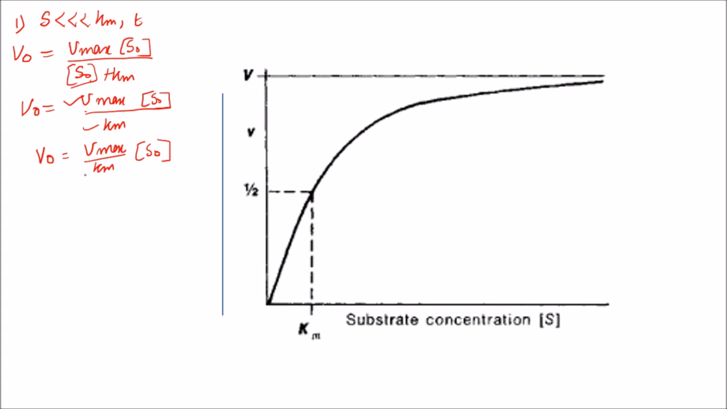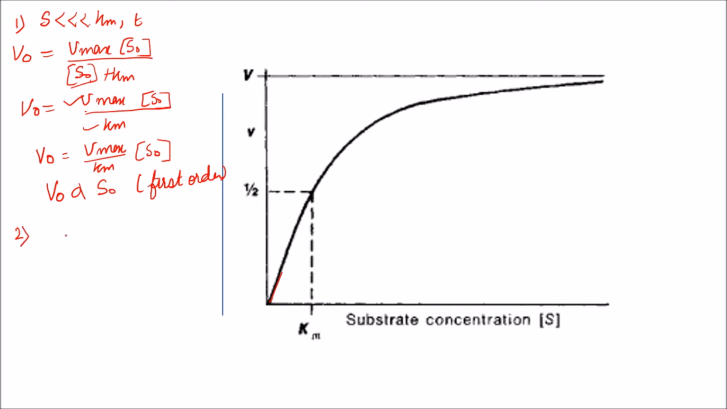S naught. And we can see that the initial velocity is directly proportional to S naught, the initial substrate concentration. So this is following a first order reaction, and this formula is followed by a linear graph equation. So if we see the very initial position, the graph is almost linear in shape. So this is the first point we have concluded about the graph. Now moving to the next point.